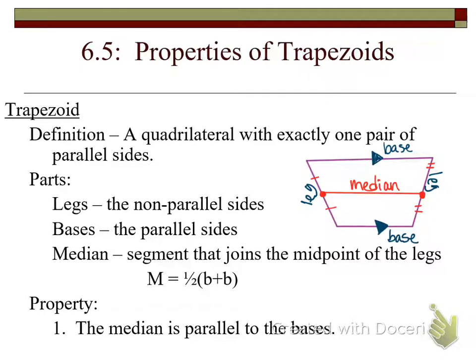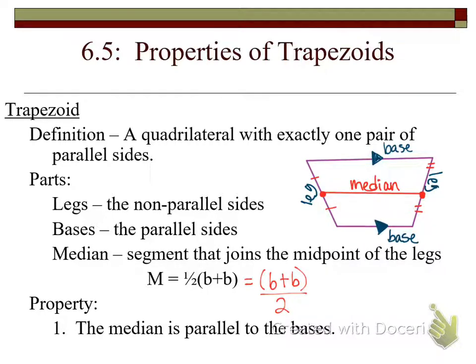We can find the length of a median in a trapezoid if we know the lengths of both bases. So we add the bases together, so that's the length of the parallel sides. Add those together and multiply it by 1/2, or you could consider it dividing by 2. Base plus base, the whole thing divided by 2. That's a different way of writing the same thing.